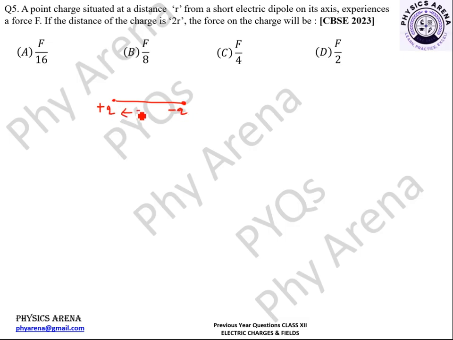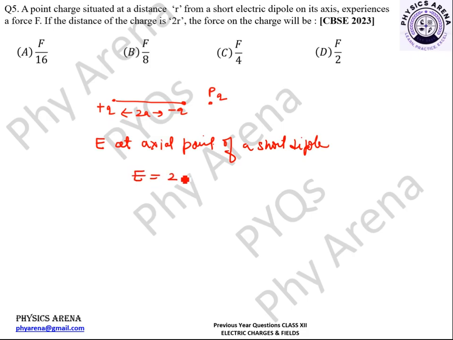dipole of length 2a, and from this on the axial point, let's say that P is the point on its axis, and here a charge Q is placed and it is experiencing a force capital F. So we know the electric field at axial point of a short dipole is given as E is equal to 2kP upon r cube, and the force on the charge is Q times E.